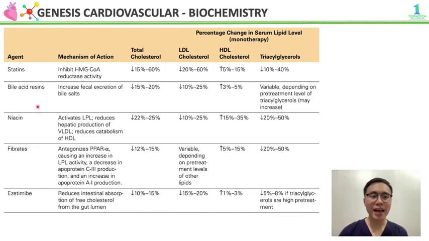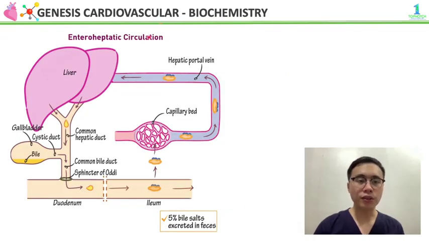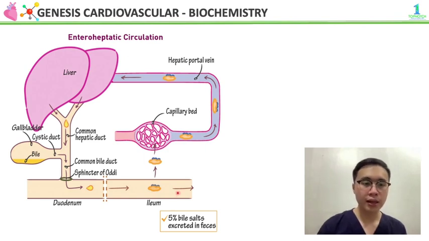Next you have your bile acid resins. What's the mechanism of action of the bile acid resins? They increase the fecal excretion of bile salts. Remember in the pathway that I showed you earlier, part of the derivatives of cholesterol would be the production of bile acids, right? You do know, however, that a huge chunk of these bile salts get reabsorbed. This is actually part of the enterohepatic circulation. We try to recycle, right? At which segment of the intestine do they get absorbed? Over here, no? So in the ileum.